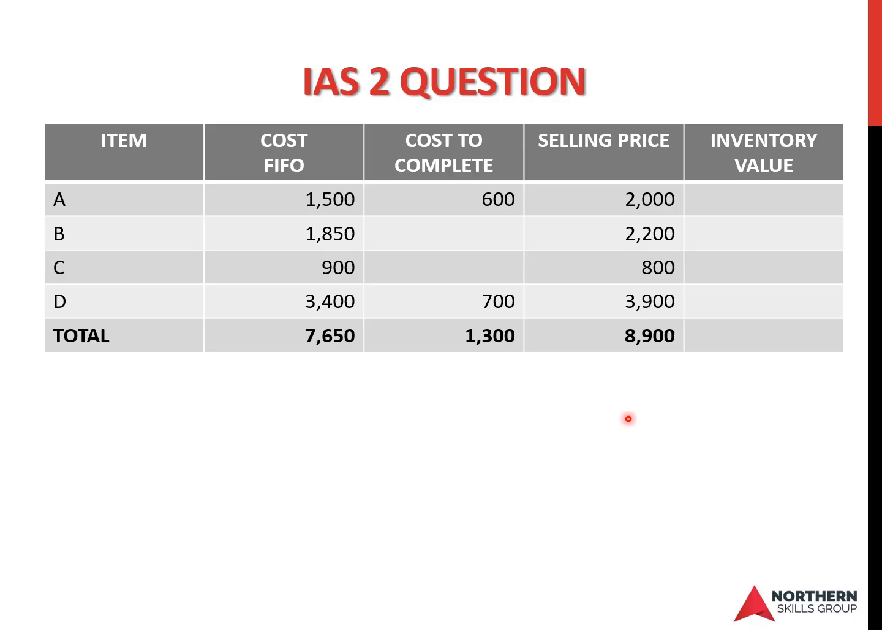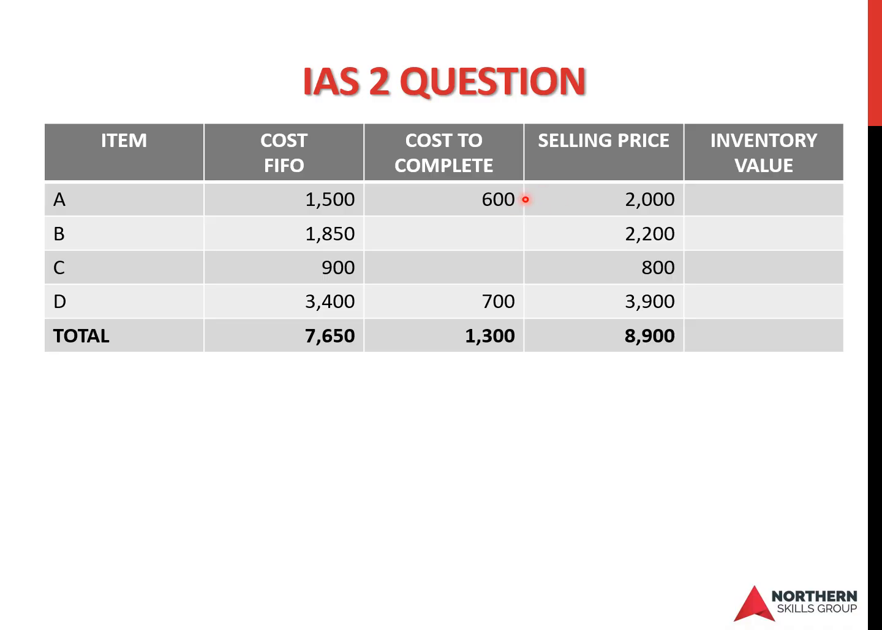So pause the presentation for a moment now and see if you can work out what the total inventory value will be under IAS 2. So if we look at the first item, we've got a selling price of £2,000, a cost to complete of £600. That's deducted from the selling price to give us a net realizable value of £1,400. That's what someone wanting to buy that item might be prepared to pay for it in its present state, in its uncompleted state, because they'd still have to spend £600 to complete the item.